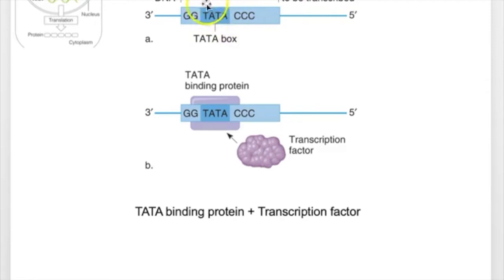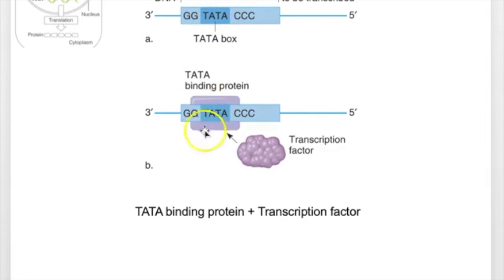And if you remember, between thymine and adenine, you only have 2 hydrogen bonds. And so this is a relatively weak area. And so when RNA polymerase comes and it starts getting ready to transcribe, it's easy for it to separate the 2 strands of DNA here at this TATA box. So what happens when this gene is going to be transcribed is that this protein called a TATA binding protein comes and it binds to the TATA box.